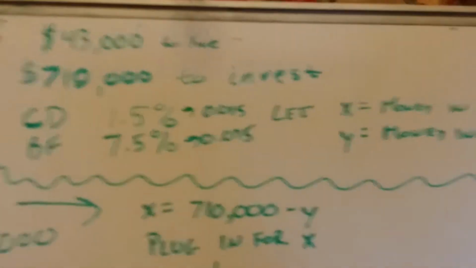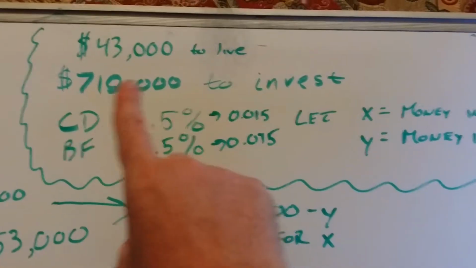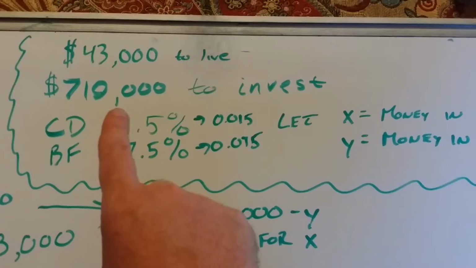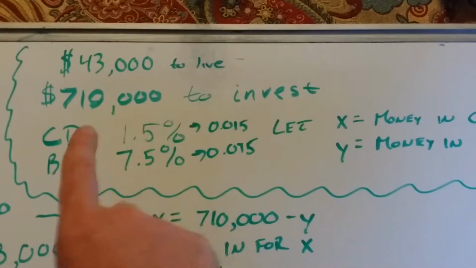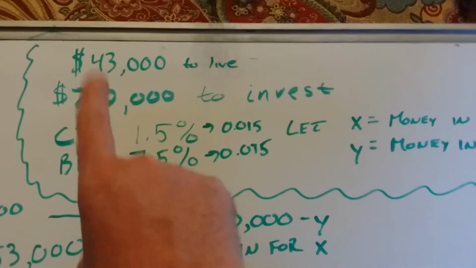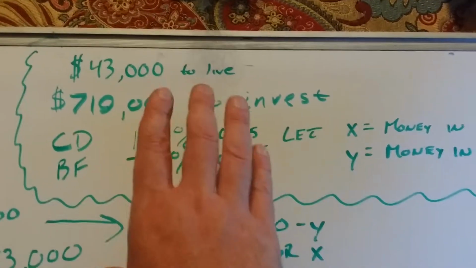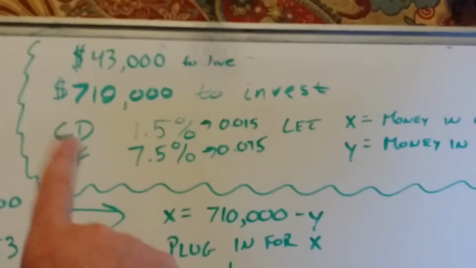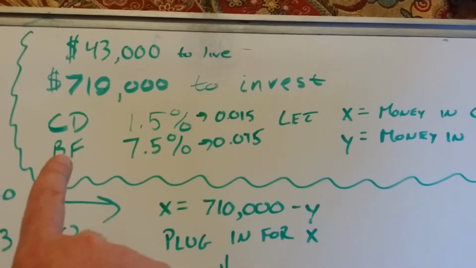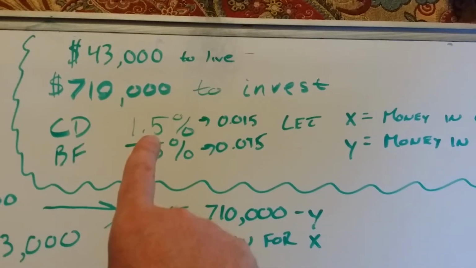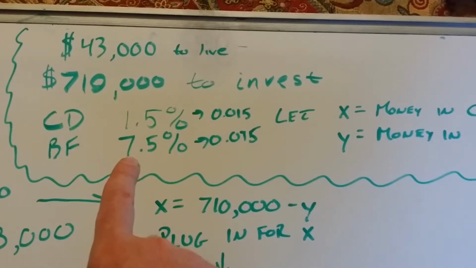So your problem says pretty much this, that you started out with $710,000 to invest. Good for you if you have $710,000. And you need to make $43,000 a year off of that. You have two options. You have a CD and then you have a bond fund. The CD earns 1.5% interest. The bond fund earns 7.5% interest.